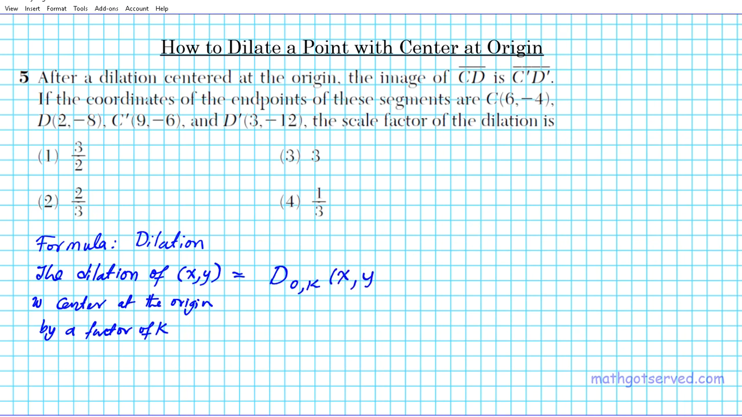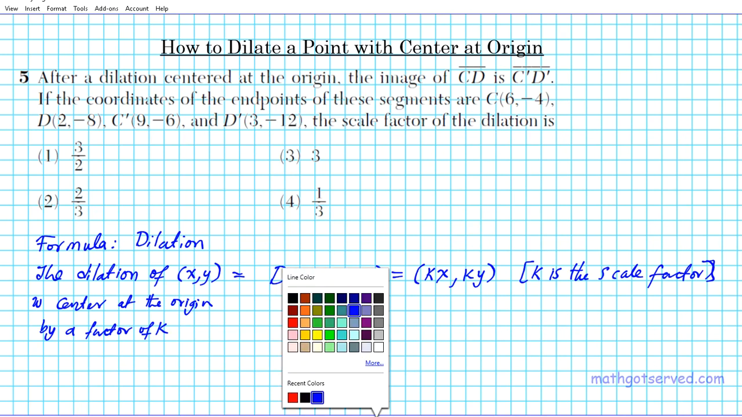So if you dilate (x, y) by a factor of k about the origin, you will end up with (kx, ky). So you simply multiply the x and y coordinates by the scale factor. K is the scale factor. So that's basically what we're looking for in this problem. We're looking for the k value, or the scale factor value.